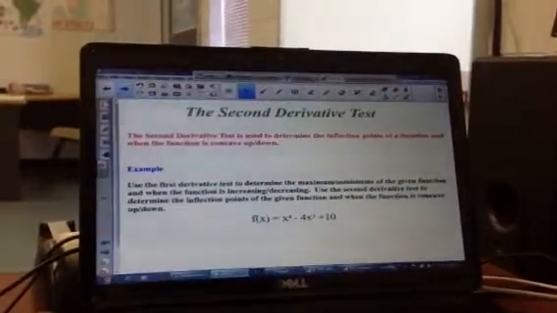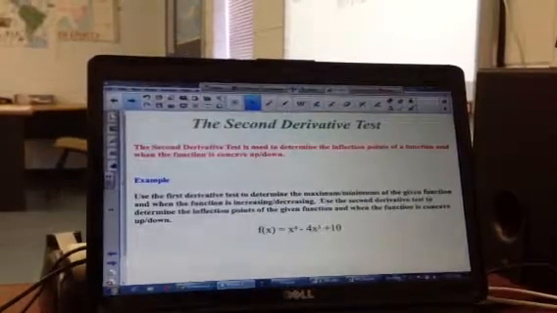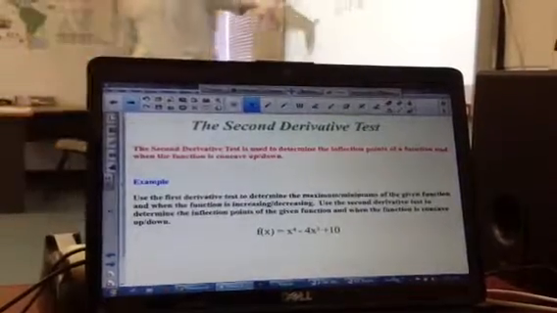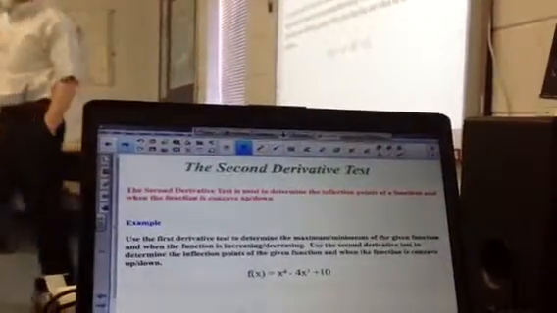and try to tell if those points are real inflection points, and if it's where we've changed concavity or not. And we're just going to do one example with an entire function. F of x equals x to the fourth minus 4x cubed plus 10.